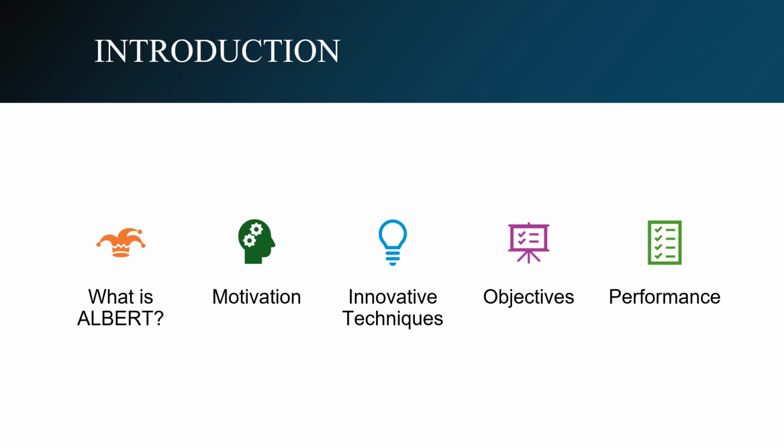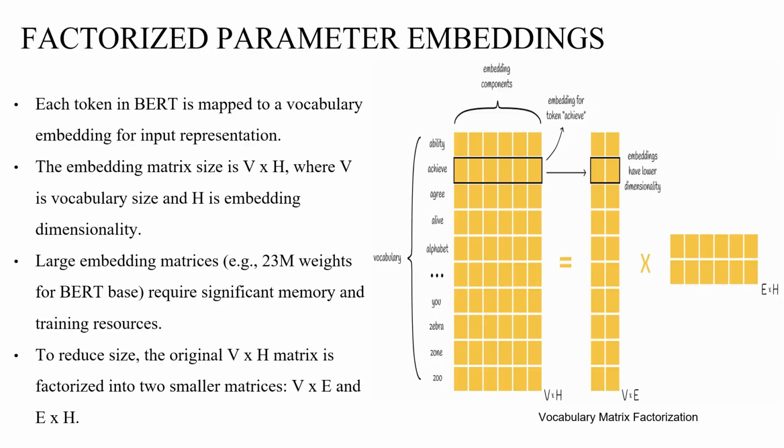It also replaced the NSP with a more effective task, the sentence order prediction. Talking about the performance, despite fewer parameters, ALBERT achieves state-of-the-art results on various NLP benchmarks like GLUE, RACE, and SQuAD, proving that a reduced number of parameters can lead to better performance.